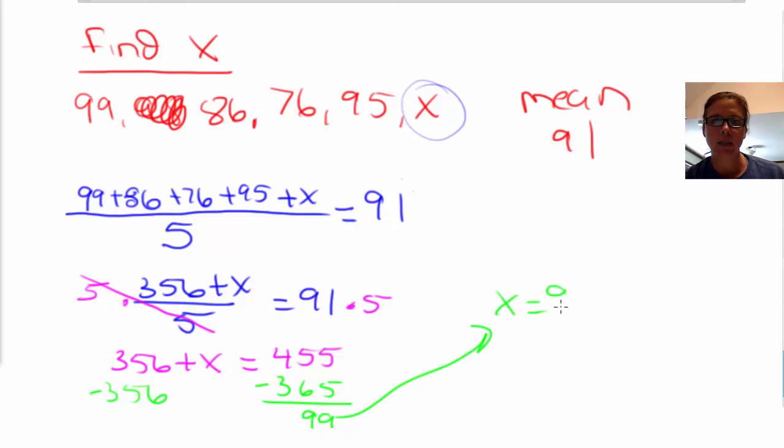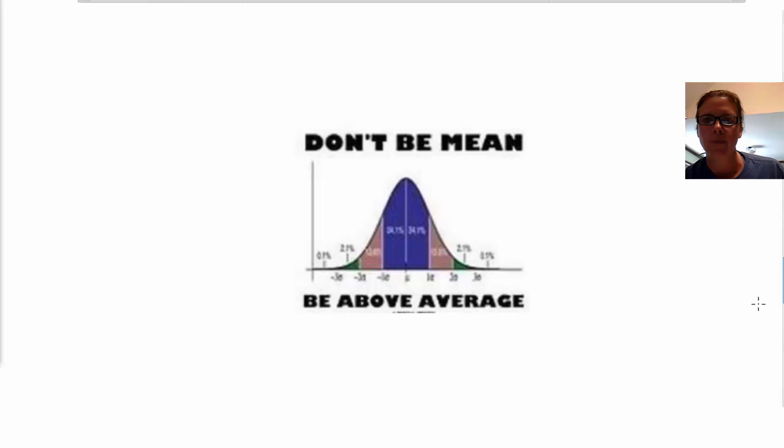So X equals 99. So what it's saying is, with this group of numbers, in order to get a mean of 91, that X has to be 99. And you can tell it at least makes sense. If you got like 150 as your answer, you might want to check that. Okay, and then here you go. Don't be mean, be above average.